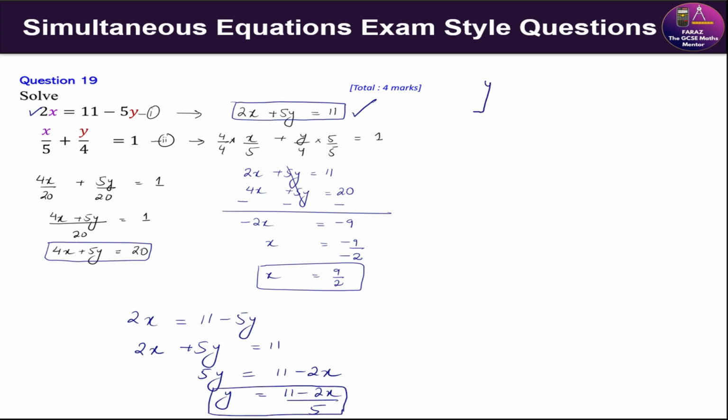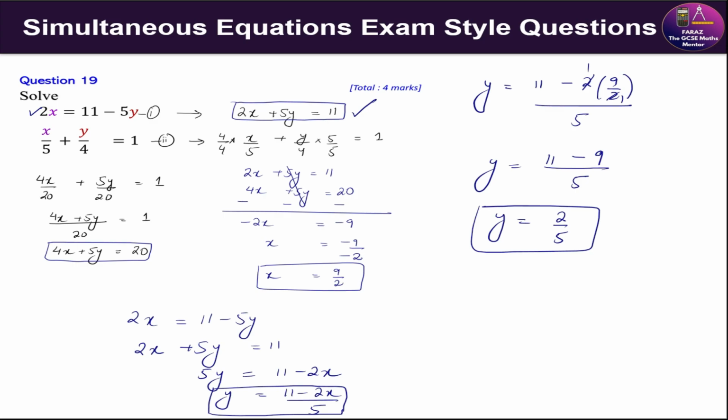Therefore y equals to 11 minus 2, the value of x is 9 over 2, substitute that value, over 5. So y becomes 11, 2 ones are 2, 2 ones are 2, 2 cancel with 2, and therefore you have 11 minus 9 over 5. And y equals to 11 minus 9 is 2, so y equals to 2 over 5.